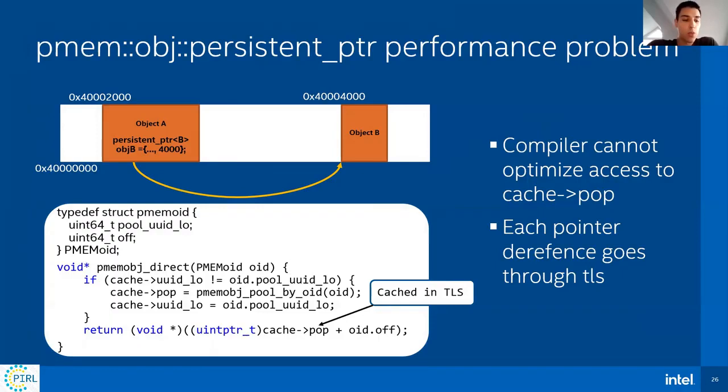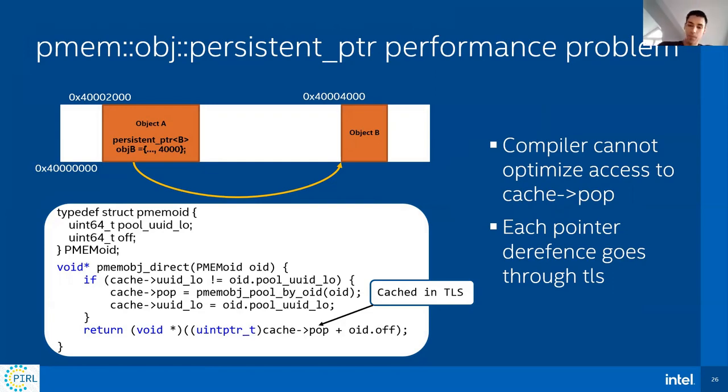The PMObjDirect method, which you see below, is called every time user dereferences our persistent pointer. Inside, you can see that we use TLS to cache base address of a pool, which is necessary to avoid costly calls to PMobj pool by OID, which is a lookup in some tree-like data structure. Because we always read the TLS value, compiler is not able to optimize access in a loop, for example. In this regard, TLS value is actually very similar to a global value, which can change at any time, also by another thread. And so compiler is not able to optimize this readout.